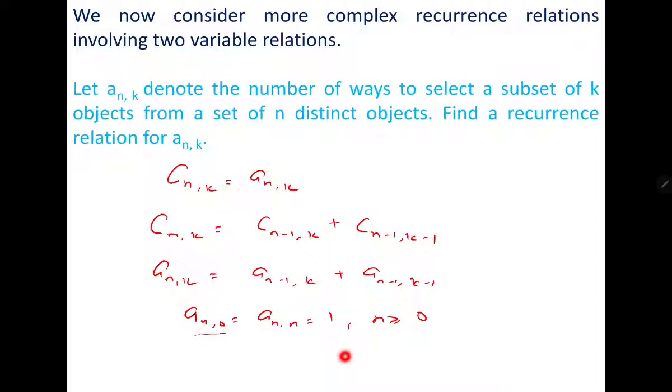Now observe what a(n,0) is. The number of ways to select a subset of 0 objects from a set of n objects is the same as spending $0. So here also you can see that mathematically we always assume it to be equal to 1. Because of this we could have the other relations for C(n,k).